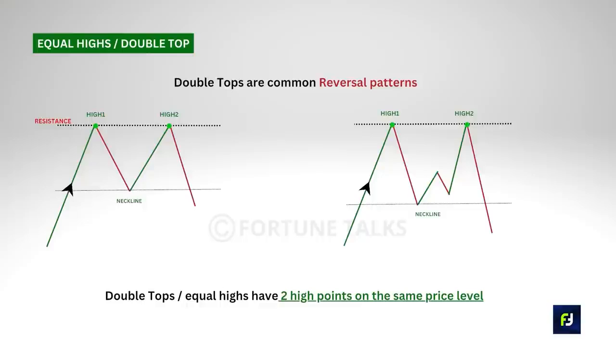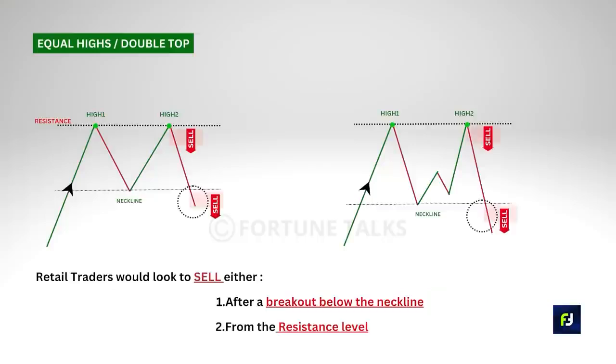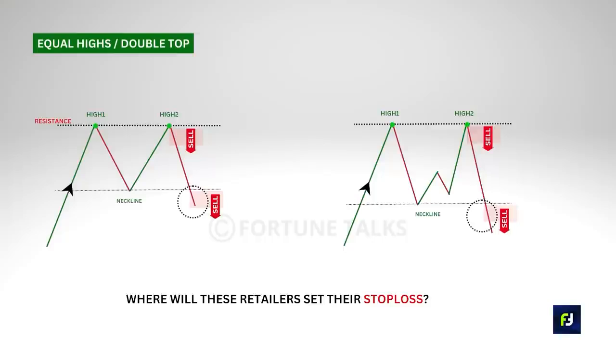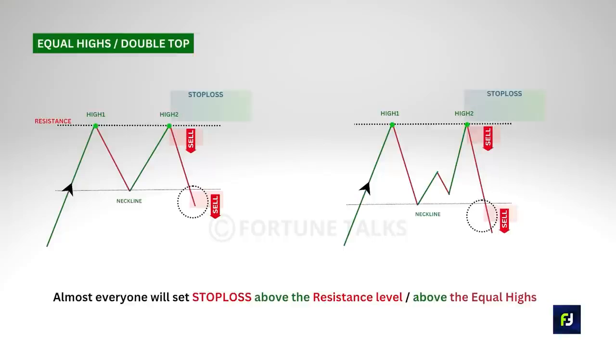Ask yourselves, what will a retailer do when they spot a double top pattern? They will try to take a short trade either after a breakdown below the neckline, or they might even sell when the price starts falling from the top resistance level connecting both the tops. Now, where will they set their stop losses? Most commonly, retailers will place their stop losses somewhere above the top resistance level.